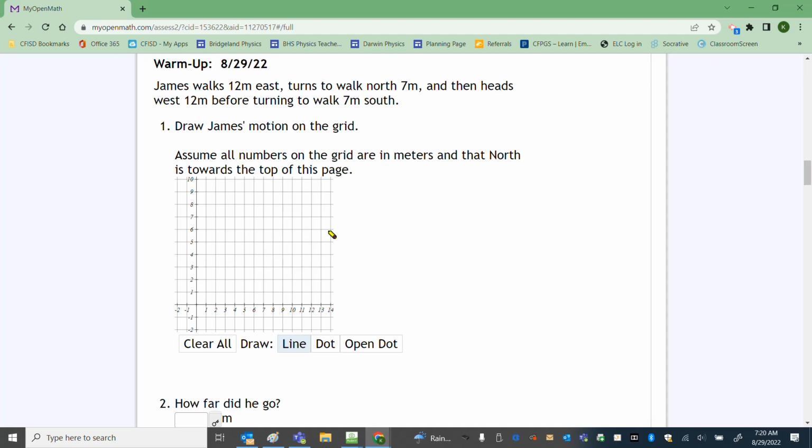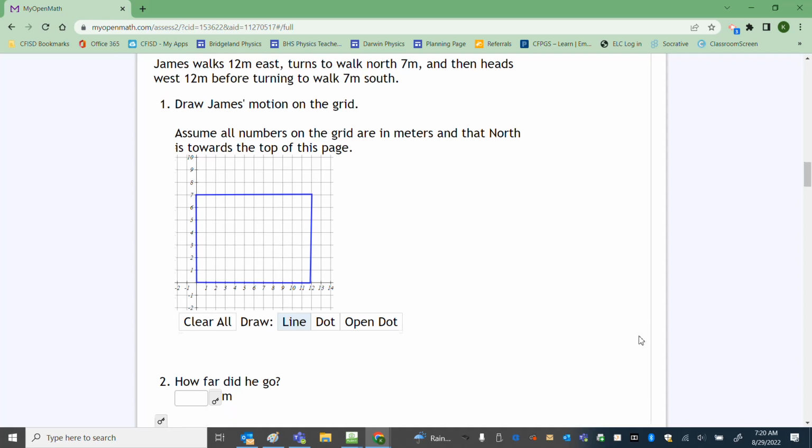But if I want to go ahead and do this, I'm going to start at 0 because that's just easier, and you could technically start somewhere else. But 12 meters to the east, there's 12 right there. Okay, and then it says north 7, and it says on there, assume all numbers on the grid are in meters, and north is toward the top of this page. So I'm going to go up all the way to 7, which is right here, and then west by 12, which means I'm going all the way back to that position, and then 7 meters south. And so that is what you should have drawn, or something that looks like that is what you should have drawn on the grid. Okay.